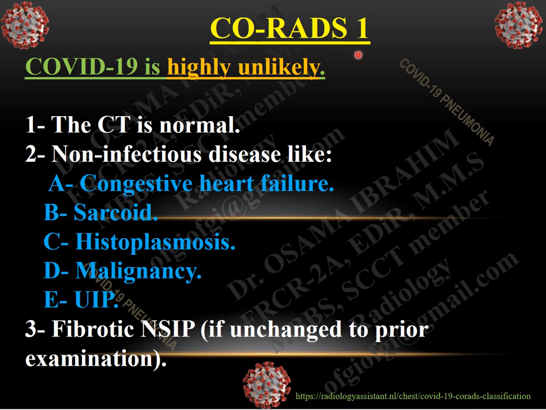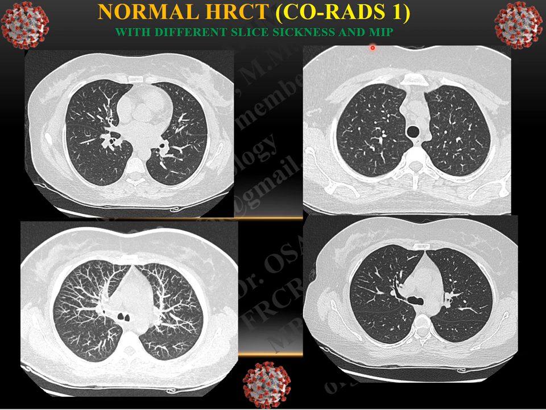And this is an example of a normal HRCT for the same patient with different slice thickness and minimum intensity projections to show the details of the fissures and the secondary pulmonary lobules. There is no pathology in the lung, and we consider it CO-RADS 1.